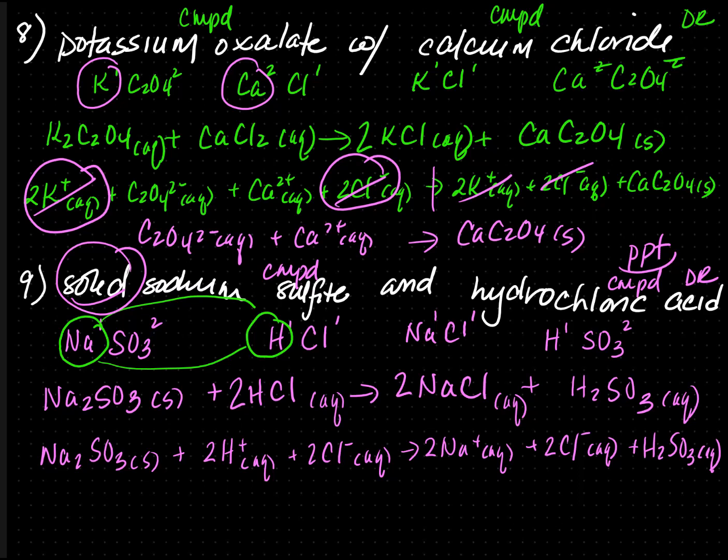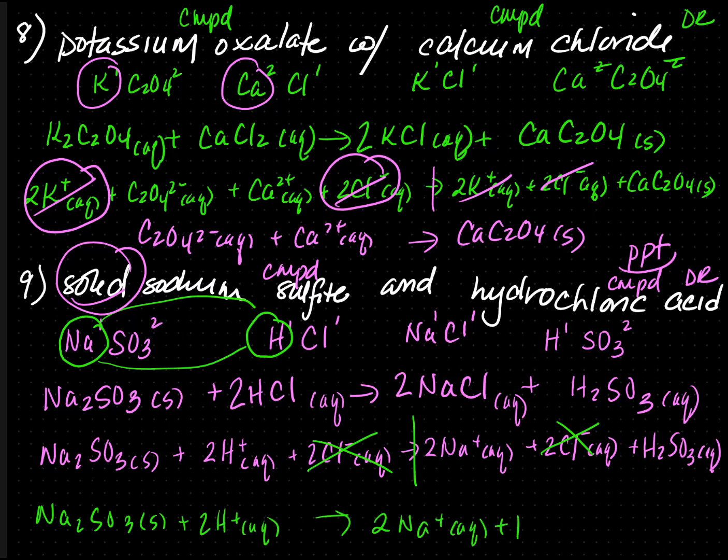Now we're going to cancel everything out that is the same on both sides. The only thing that is the same is the chlorine ion. Rewrite it, and this is our net ionic equation. We canceled out the chlorine, so we have one spectator ion, which is the chlorine ion.